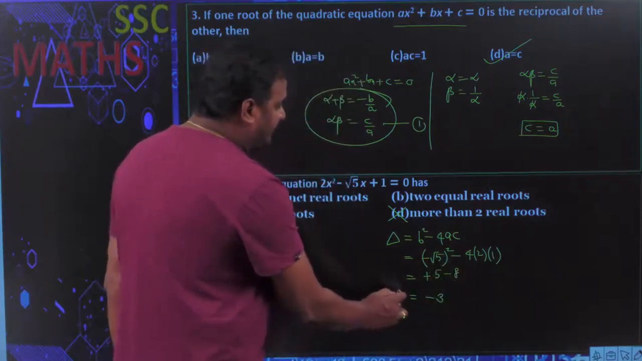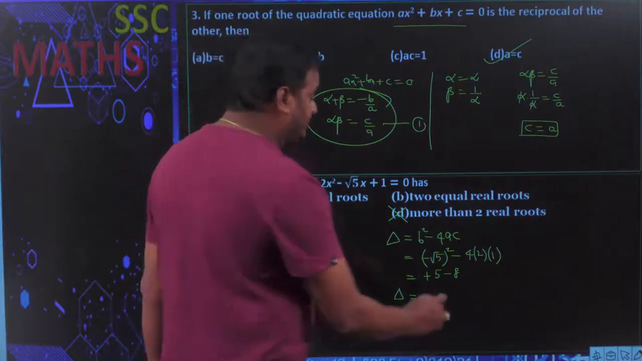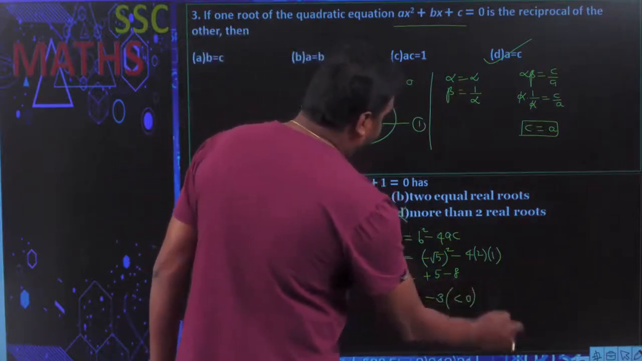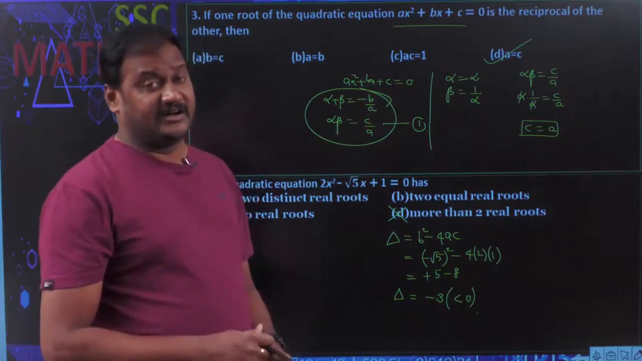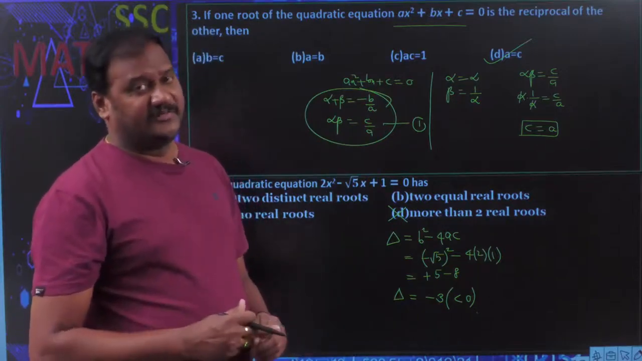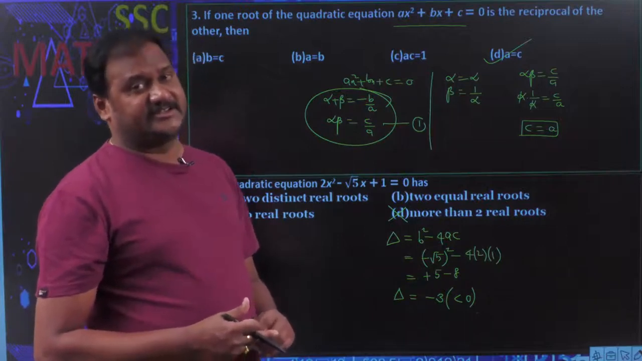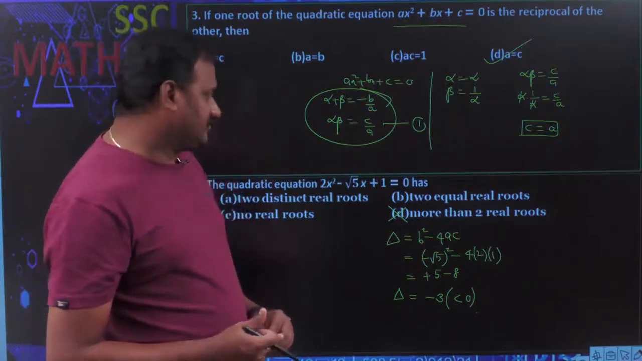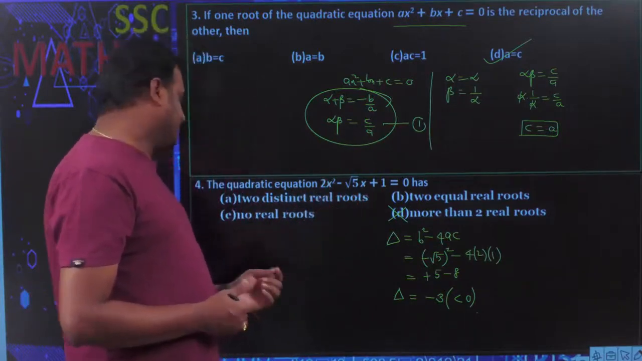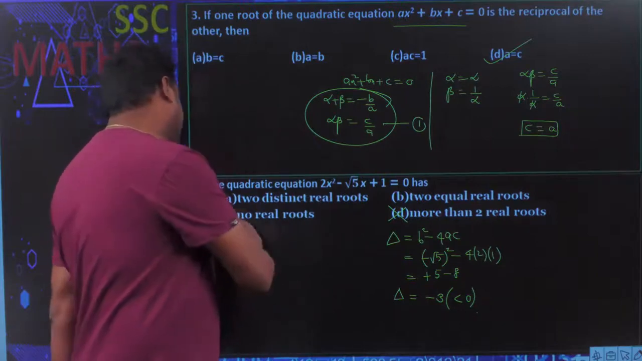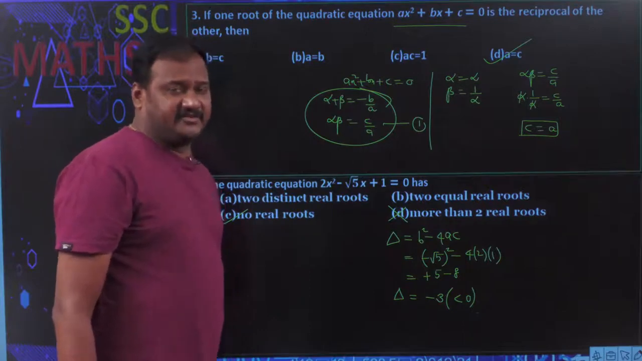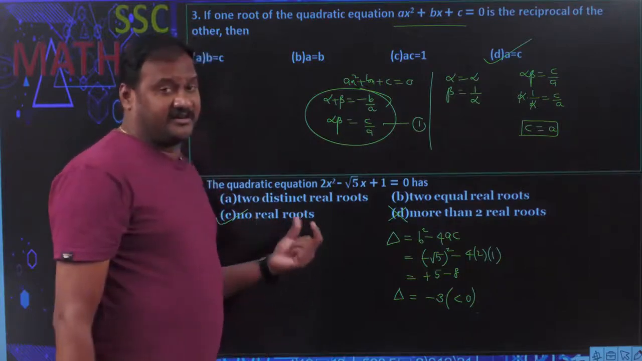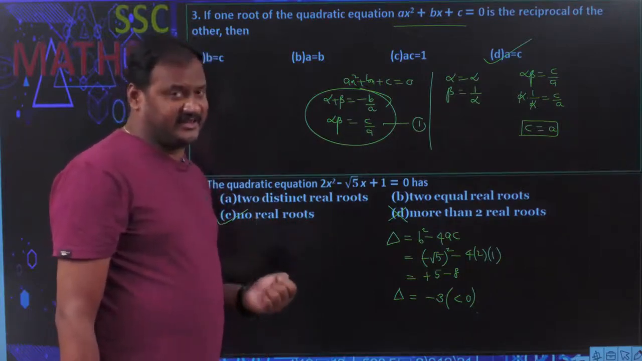So the discriminant of this quadratic equation is negative. If the discriminant is negative, then what kind of roots are they? The roots are non-real roots. They are 2 distinct complex roots or imaginary roots. So which is the correct option according to this? No real roots is the correct option. You understand? When the discriminant is a negative number, the roots are non-real roots. They are called imaginary roots.